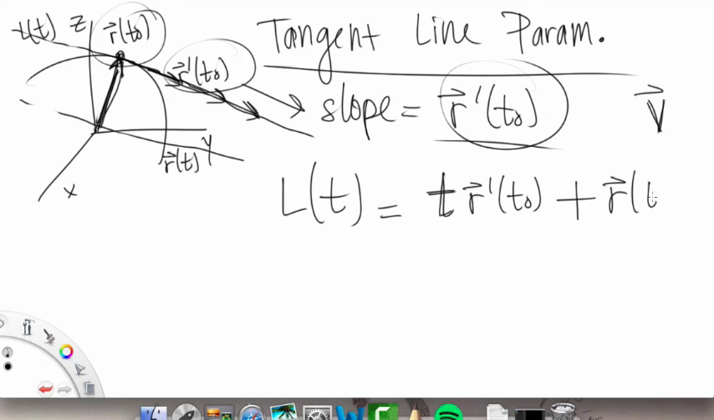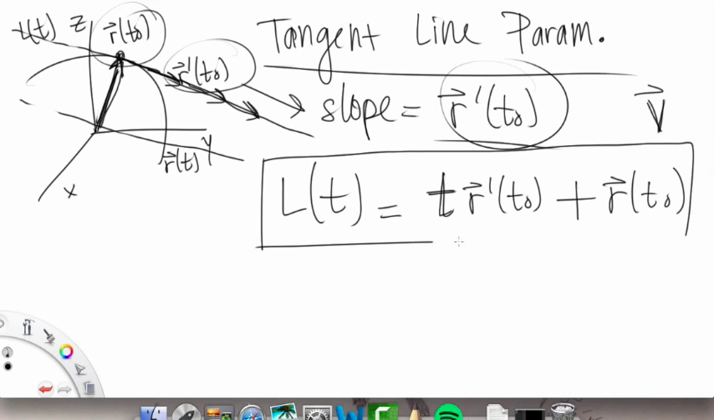So r of t naught. That's how much the line was displaced or moved, okay? That's how much it was translated, so to speak. Okay, so this is going to be the parameterization for our tangent line. All right, at t naught, that is.